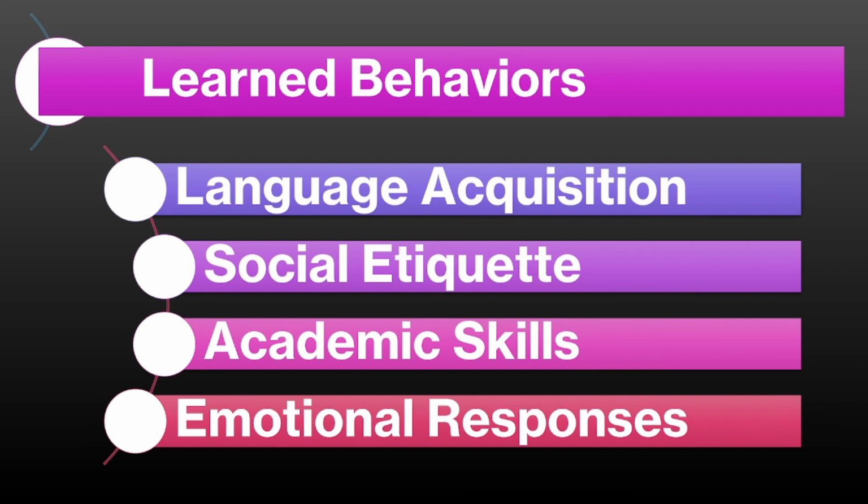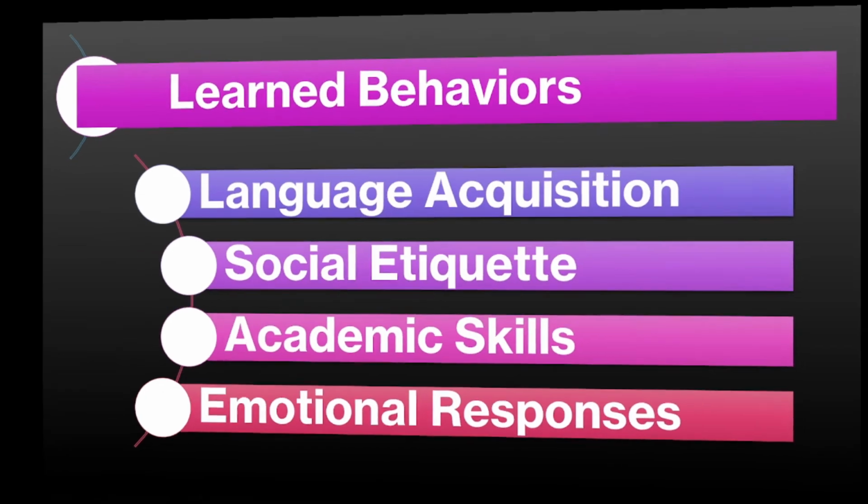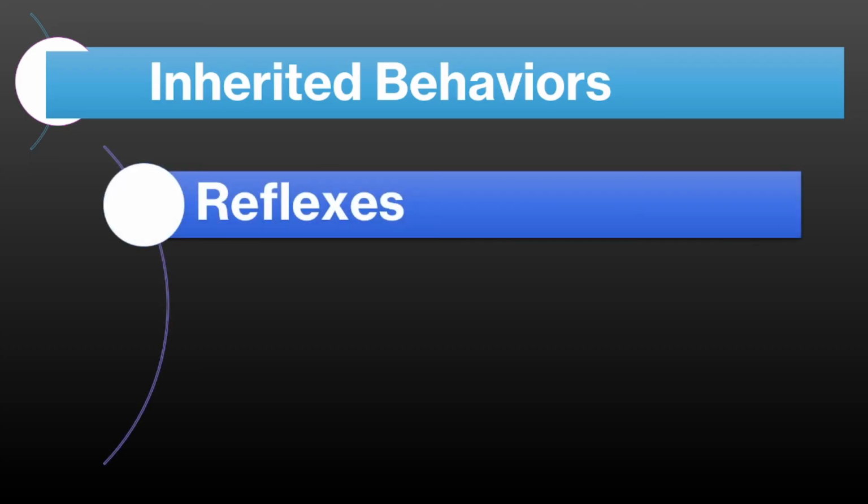Emotional responses, such as coping with frustration, are also learned. For instance, a child might learn to manage stress by observing how their parents handle difficult situations. Now, let's discuss inherited behaviors. Unlike learned behaviors, these are present from birth and are influenced by our genetics. They include basic instincts and reflexes that we are born with and don't require learning through experience.